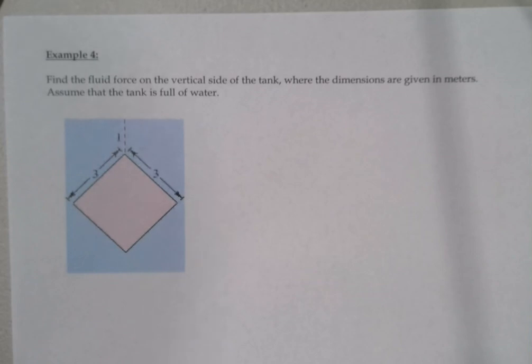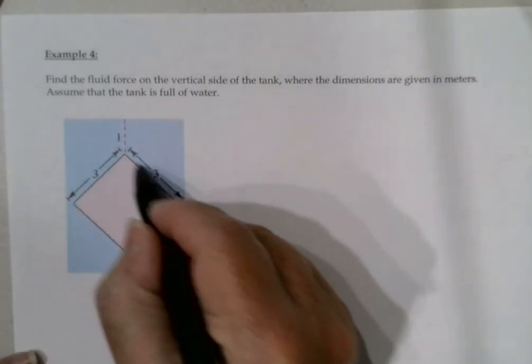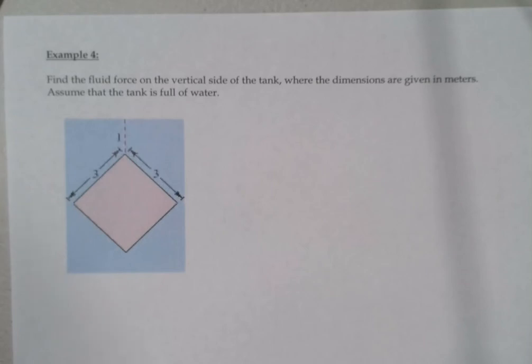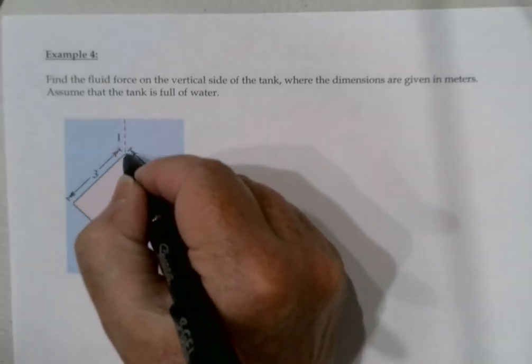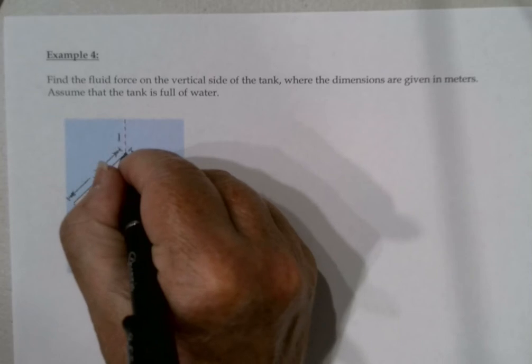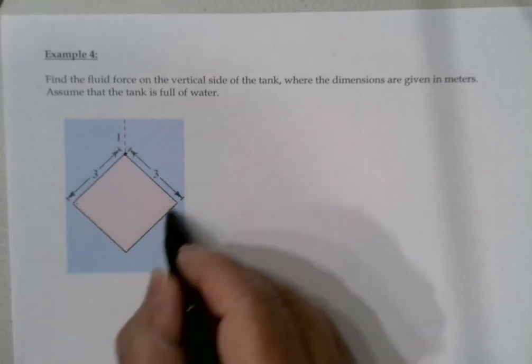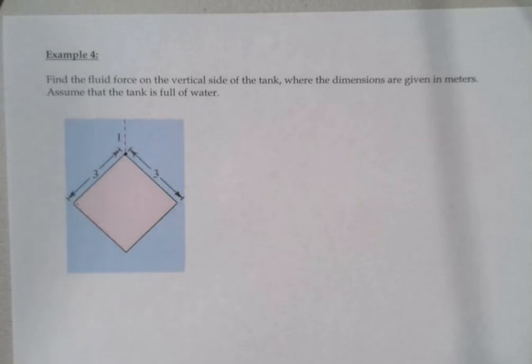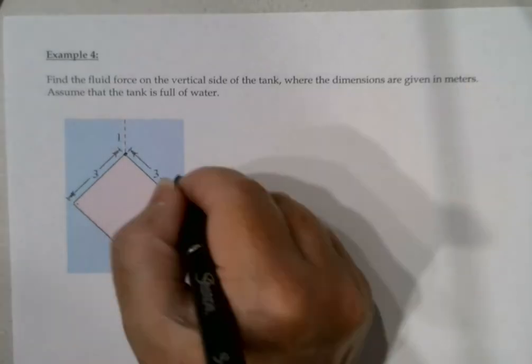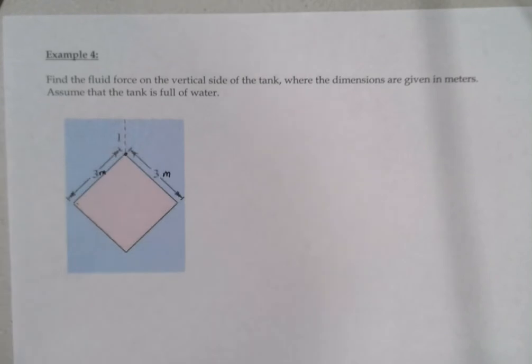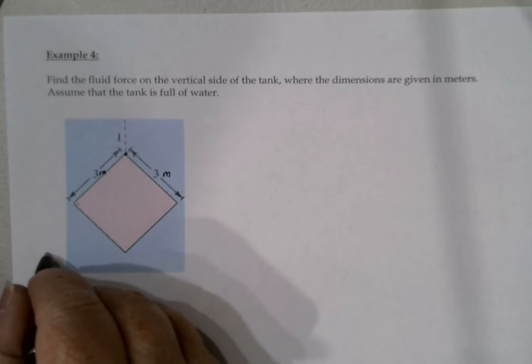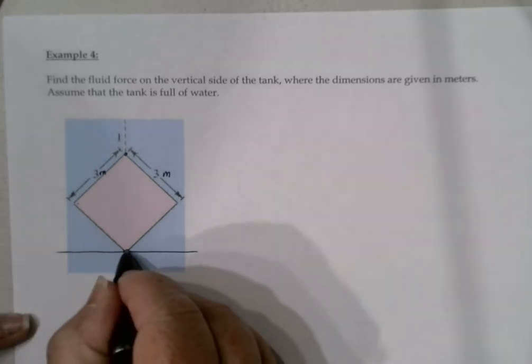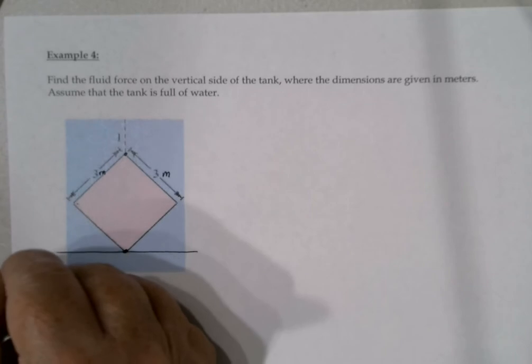I'd like to find the fluid force on the vertical side of this tank where the dimensions are given in the problem. So my tank is this diamond-shaped window. It's submerged to a depth of 1 foot right here at the point. And then the window itself is a square that's 3 meters, I guess, on each side. All right, I'm going to do as I've done before. I'm going to define y equals 0 where the bottom of my plate is lying.